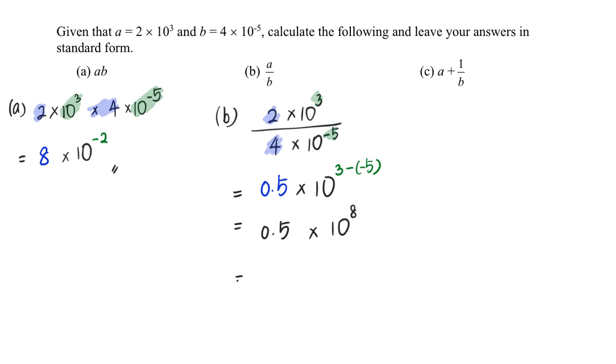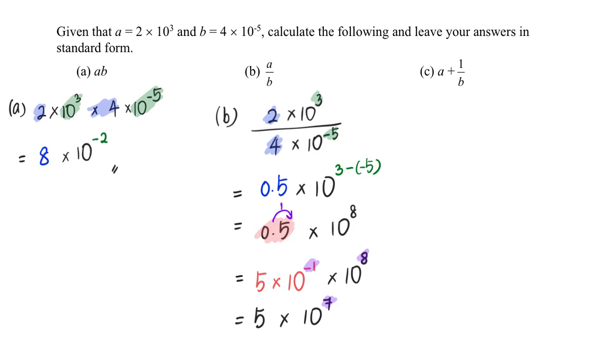And 0.5, I'm going to rewrite 0.5 as 5 times 10 power negative 1, because the decimal place goes back by 1. Not forgetting my 10 power 8. Final answer, 5 times 10 to the power of 7, because negative 1 plus 8, same base, will give me 7.